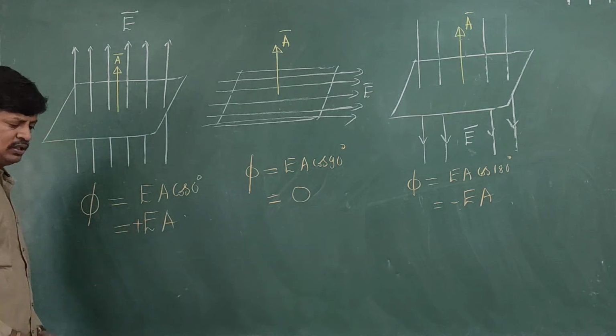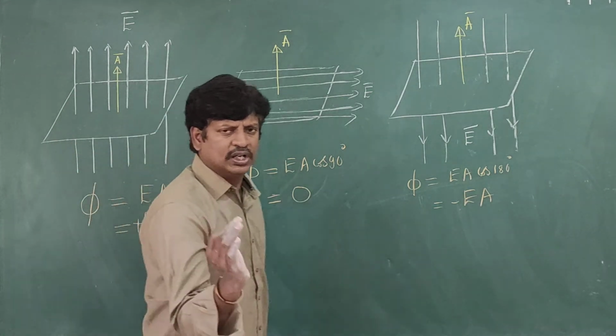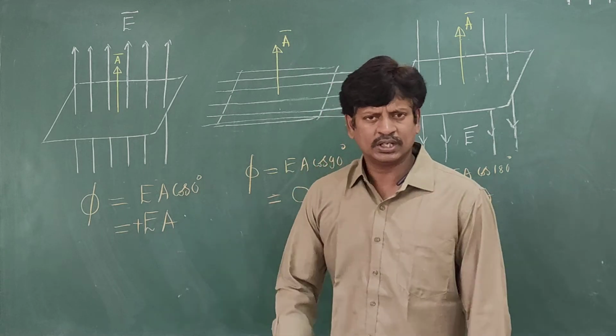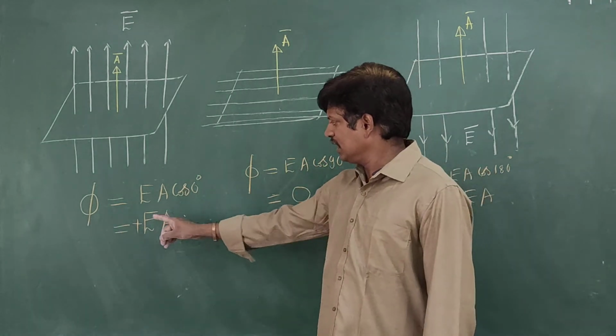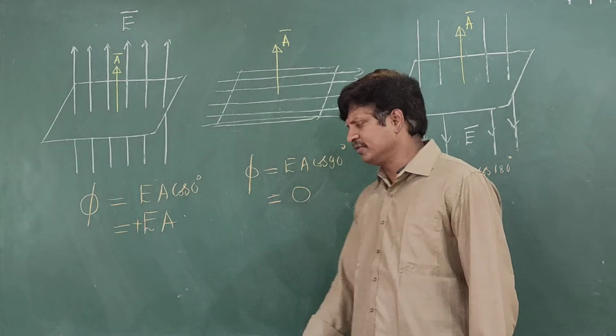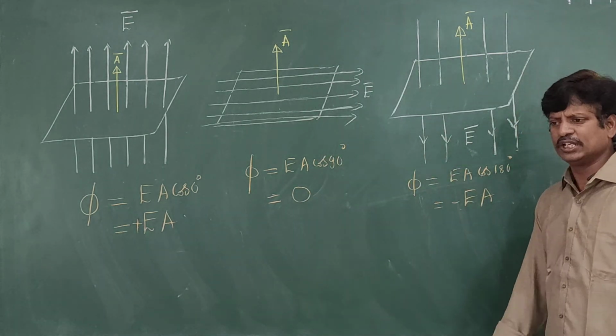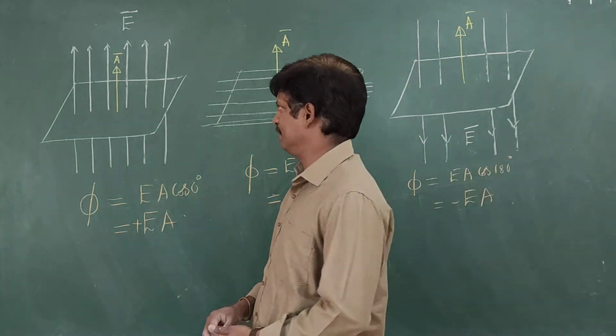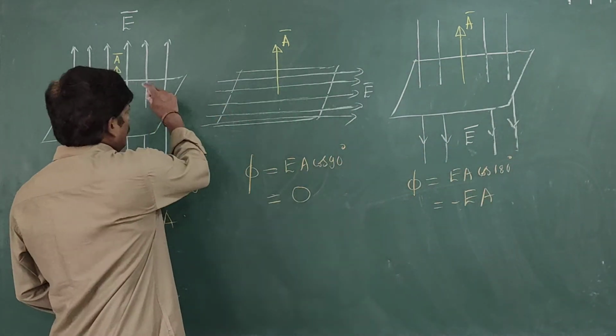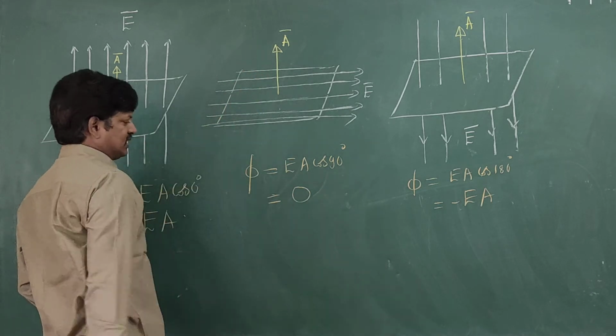And here what we got? Plus EA. Sir, you can ask me one question. Sir, how can number of lines be negative? Here we are getting number of lines positive and you are getting number of lines negative. What is the meaning that number of lines is negative? So very simple. And here we are considering A bar, area vector.